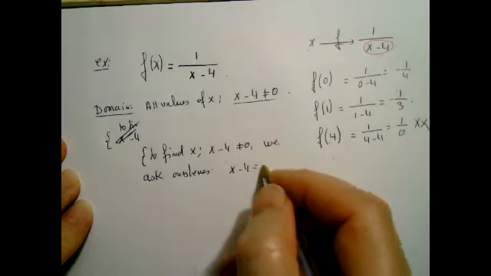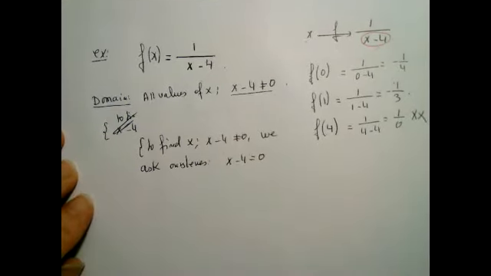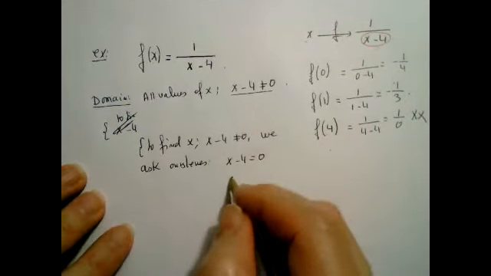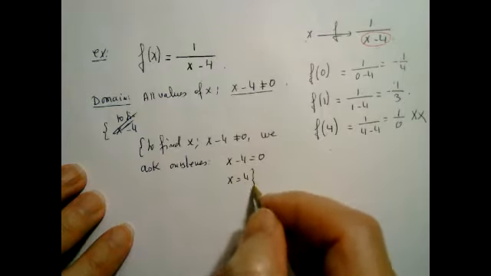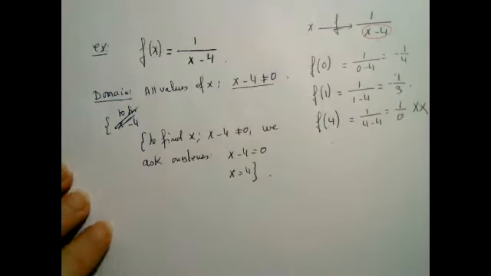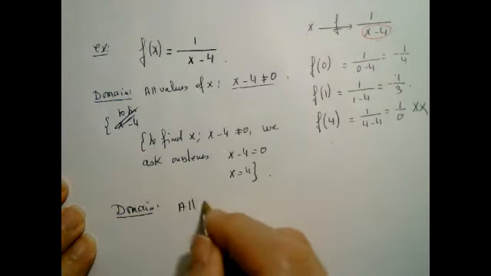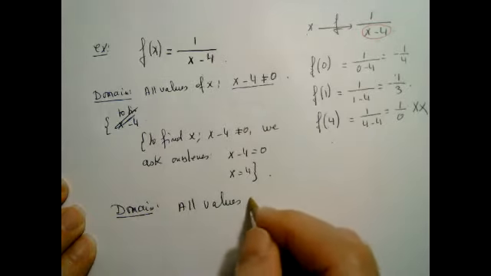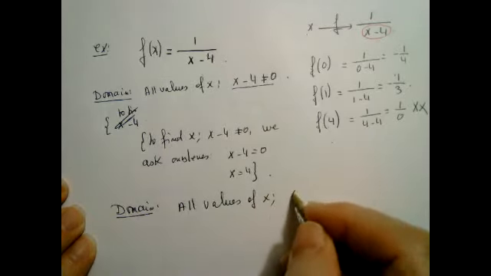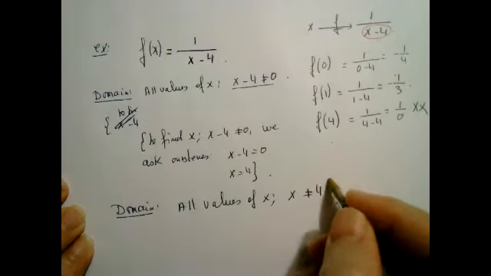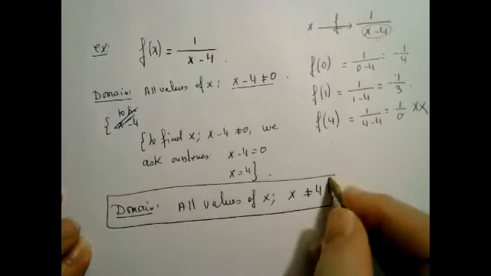When is x minus 4 equal to 0? Okay, so x minus 4 equal to 0 means x equal to 4. So the domain will be all values of x such that x is different from 4.